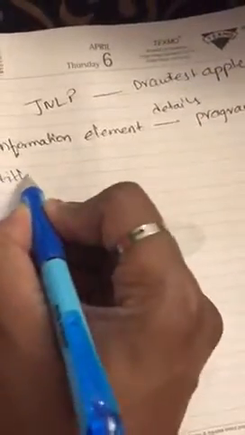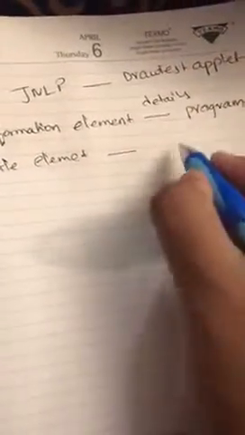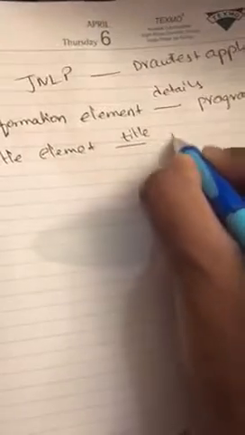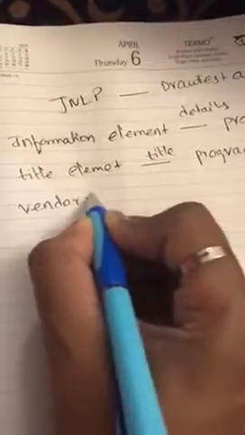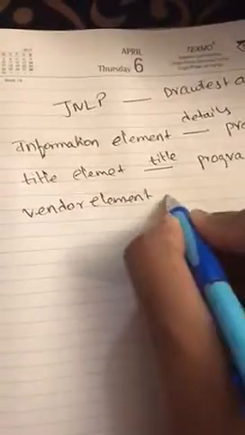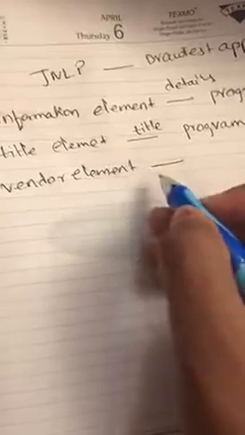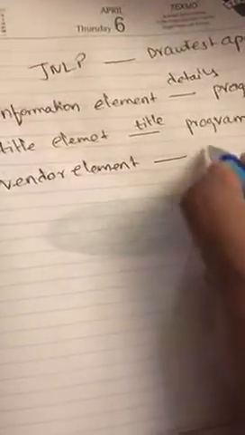If the information element, it gives the details about the program. And the title element, it specifies the title name of the program. Vendor, it gives the information about who created the program.